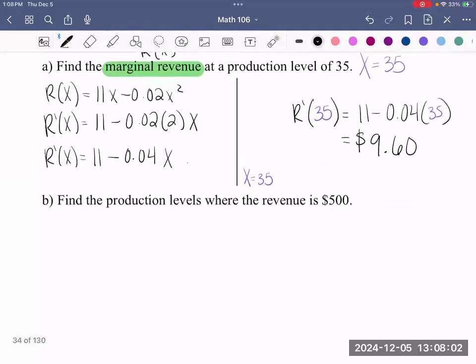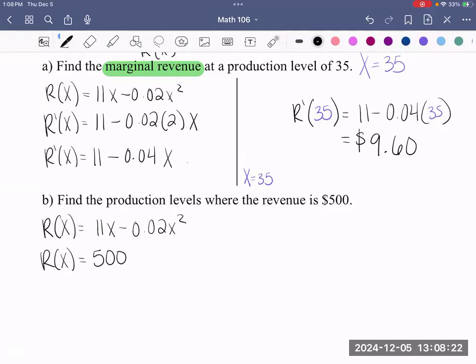Now let's say we want to find the production level where the revenue this time is equal to 500. We know your revenue is equal to 11X minus 0.02 X squared, and we also want your revenue to be equal to $500. Where is it that this is equal to $500? If they're both equal to R of X, they must be equal to one another. So 500 is equal to 11X minus 0.02 X squared.